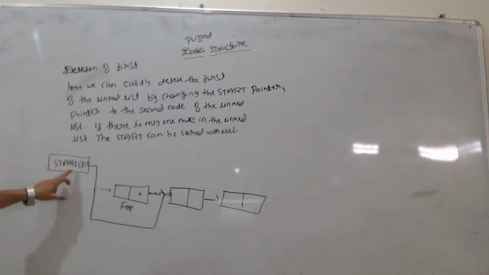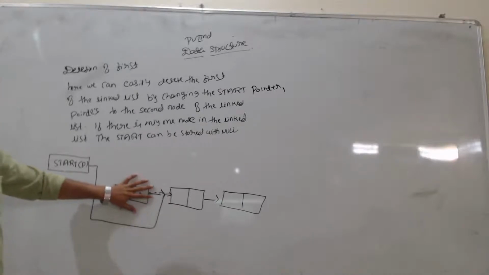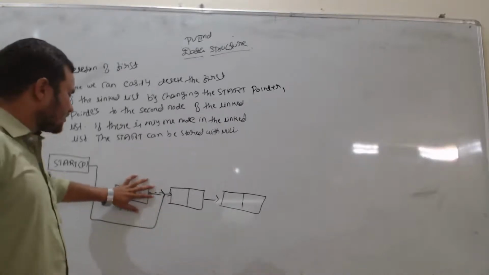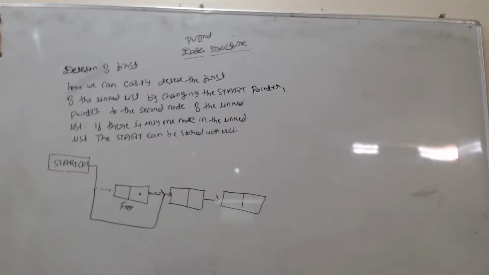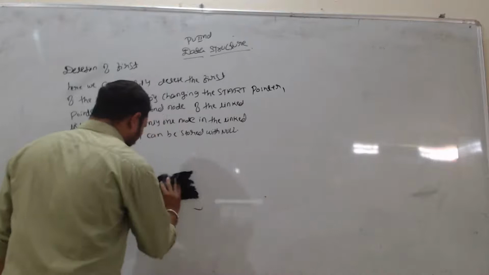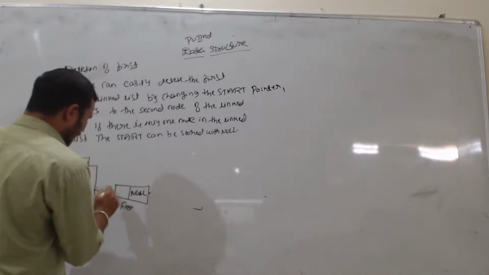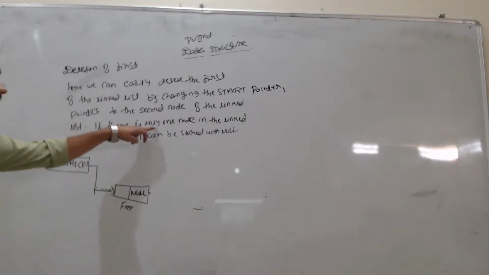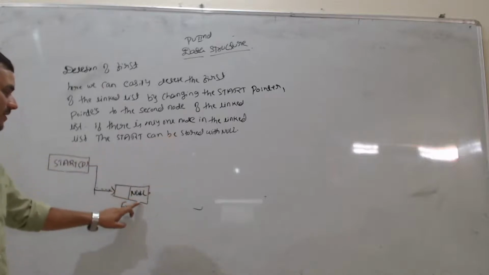This starter pointer points to this second node. That means this node will be deleted, this node will be free. So the pointer will point to the next node. Suppose you have only a single node. If there is only one node in the linked list, the starter can be stored with null. That means if you have only one node, the null will be stored in the starting pointer.